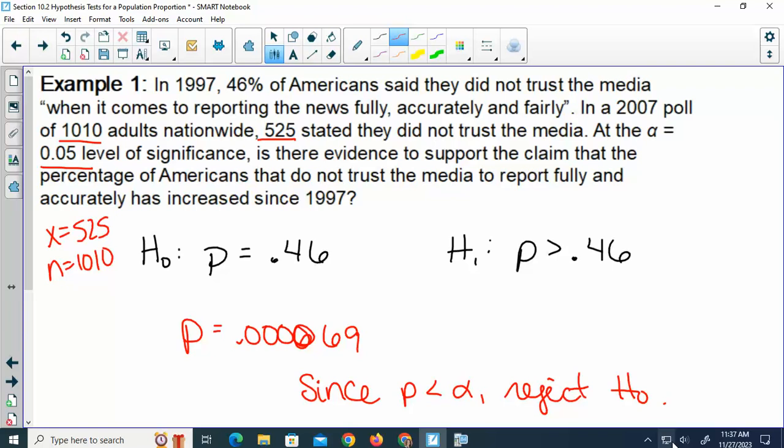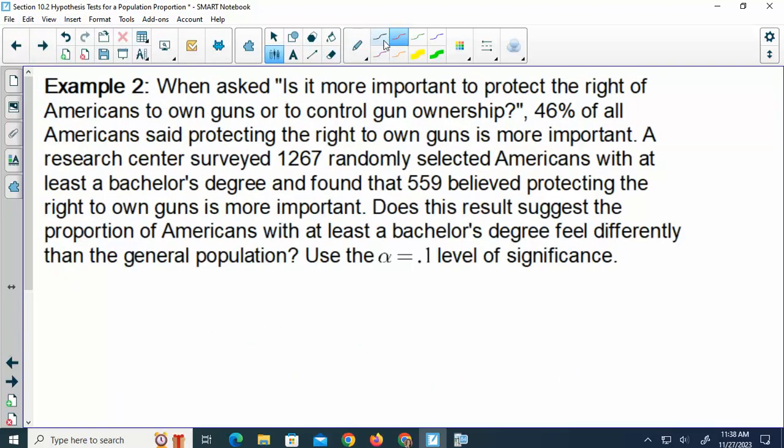So let's look at example 2. We've done it by hand. We did that last week. Let's do it on the calculator now. So we have to have some basic stuff. We have to check our criteria, which we did, and we did it by hand. This time, the null was that the proportion was equal to 0.46. The alternative, we just want to check if it's different. So the alternative was the not equal.